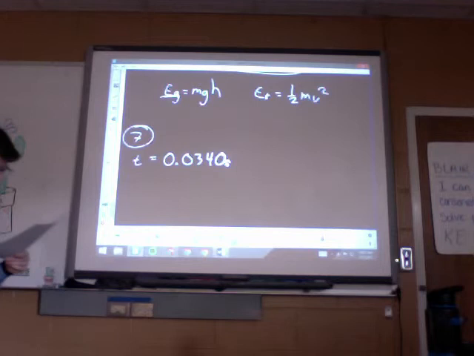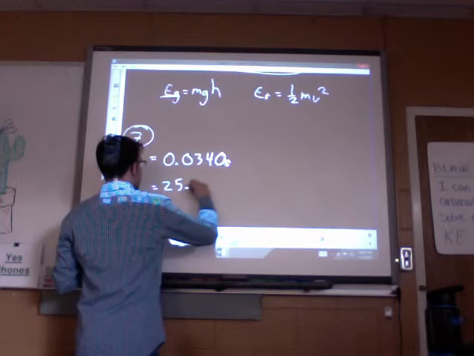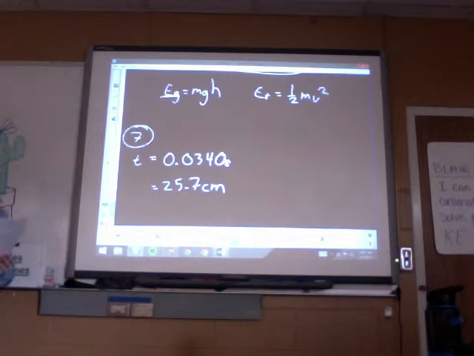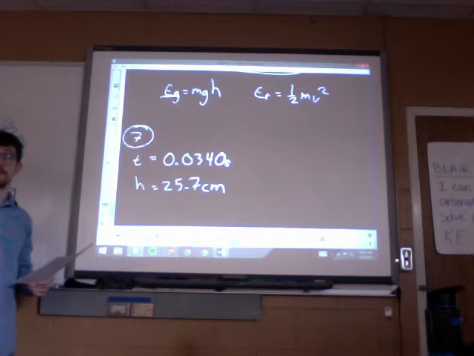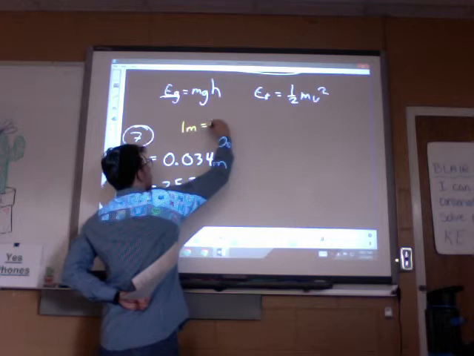We also have 25.7 centimeters. Now, maybe you see it there, a couple words before it. Height. That's height. We'll have to convert it. On your equation sheet, you'll have this: 1 meter is 100 centimeters.